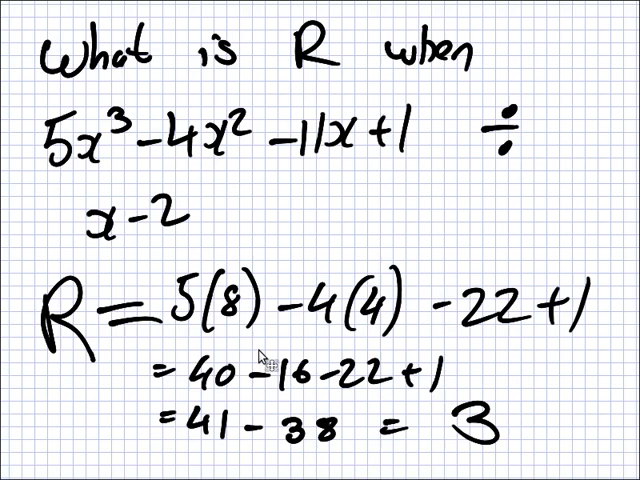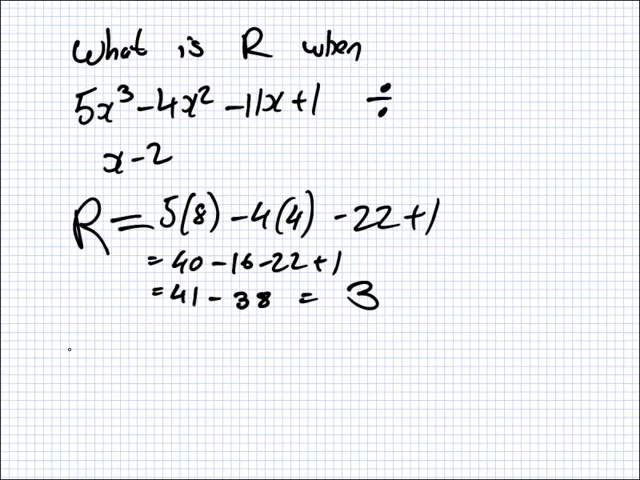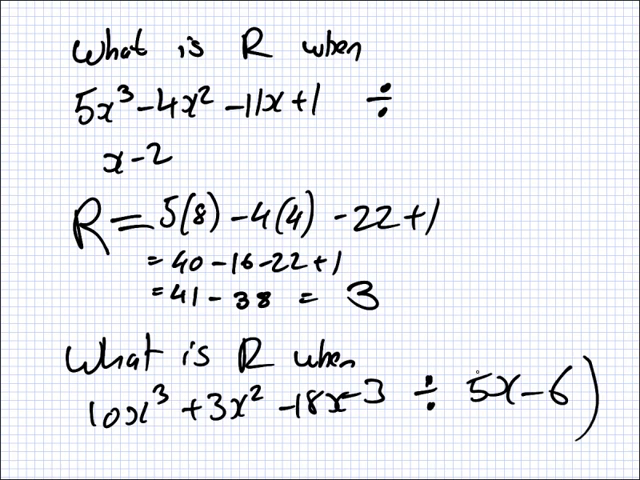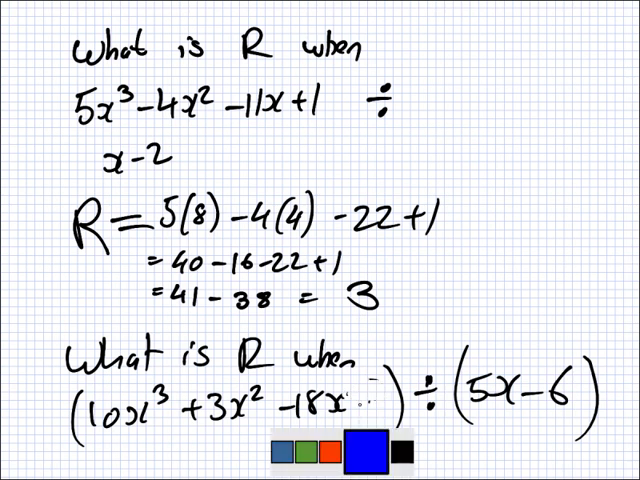Well, let's practice another one. What is the remainder when 10x cubed plus 3x squared minus 18x minus 3 is divided by 5x minus 6? What's the value of x that you're using? 6 over 5. Yeah, give it a try now.